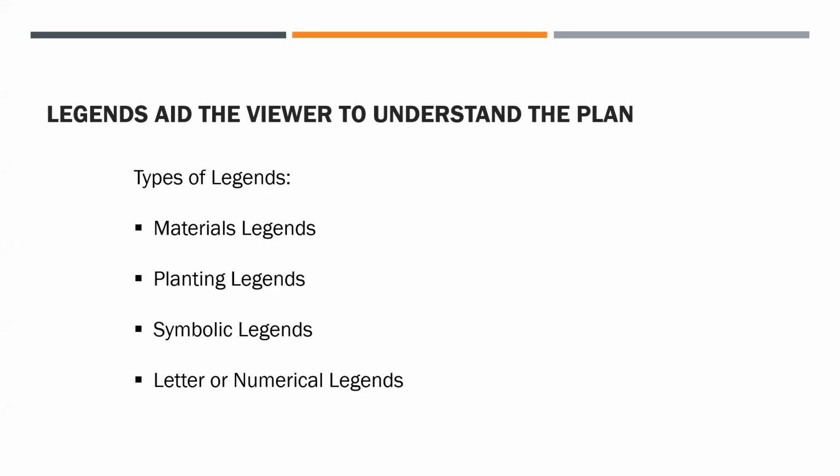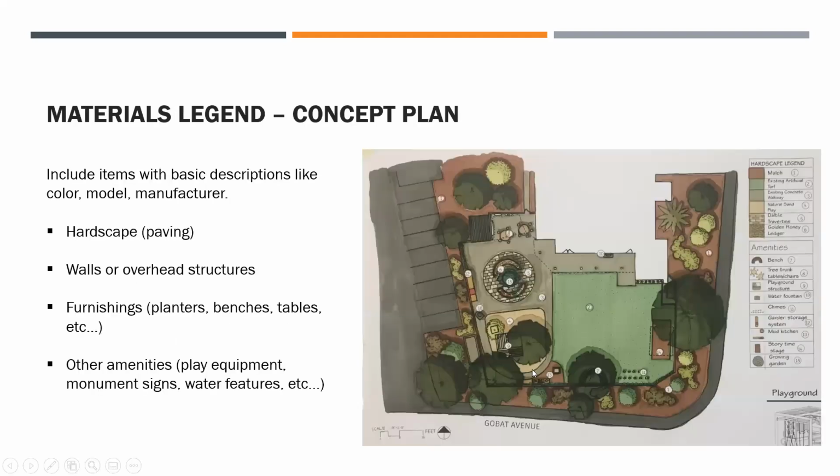So we might have materials legends, which show kind of our paving and our amenities. We might have planting legends, which show the different types of plants on the project. We actually might have irrigation legends also. We can use symbols for those legends, or we can do letter or numerical callouts for those legends. So we'll go through just some visual examples of all of these types.